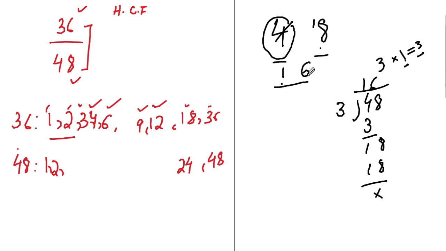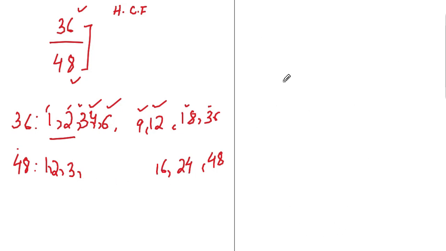So what do we mean by that? It means that 3 times 16 equals 48. So 3 and 16 both are the factors of 48. Can I write here? Yes, so 3 and 16 both are the factors of 48. I have already written over here.